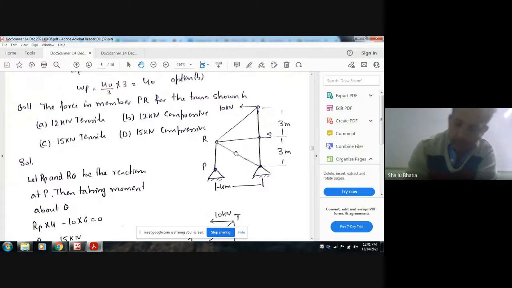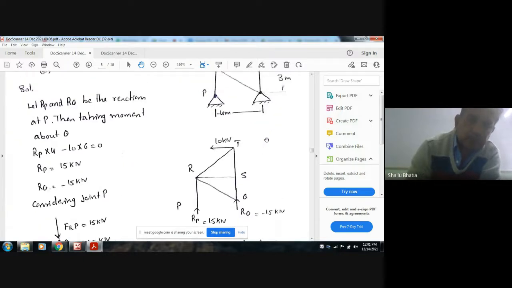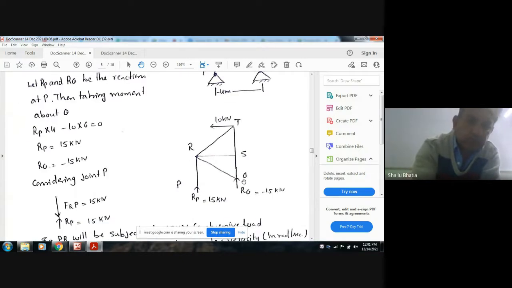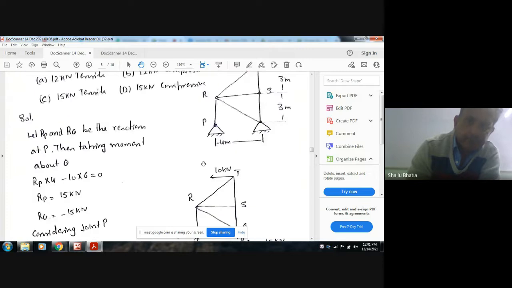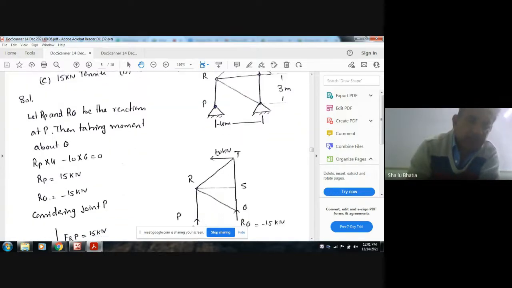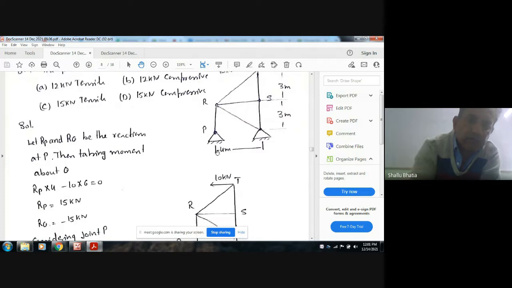Now we draw the truss, assuming this point is Q and RP is the reaction at this point P. Now taking moment about this point Q, we have only two forces, that is the load and the other is the reaction. So RP into 4 minus 10 into 6, this will be clockwise, this will be anti-clockwise. So RP will be 15 kilonewton. So this is the upward reaction.